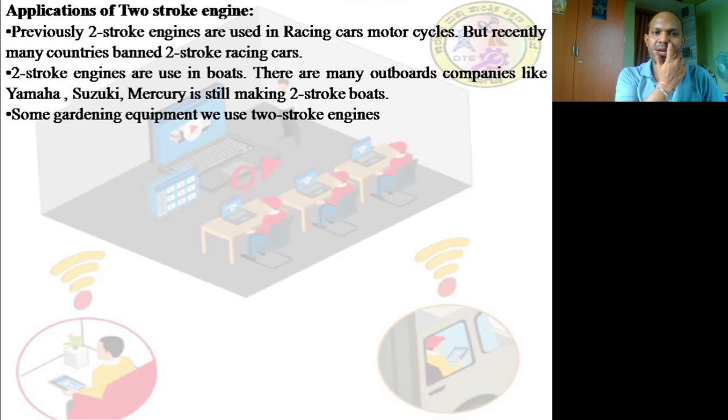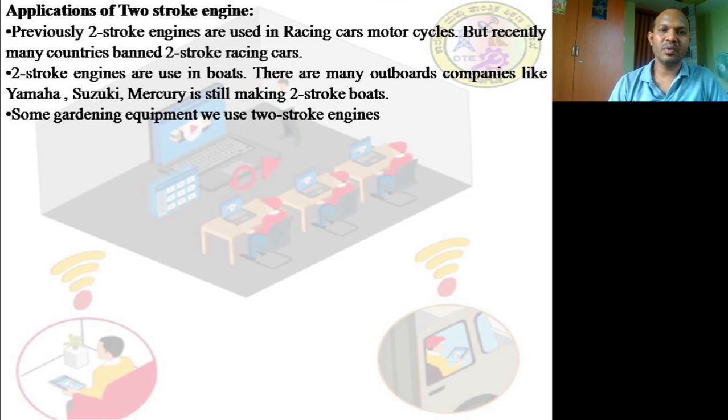Okay, now let us find out the applications of two-stroke engines. Previously, two-stroke engines were used in racing cars and motorcycles, but recently many countries banned two-stroke racing cars because they cause a lot of pollution. Because there are more chances of mixing the fresh charge with the unburnt gases or maybe with the smoke. That is the reason why they have banned it.